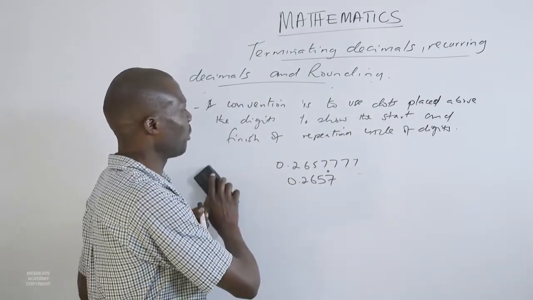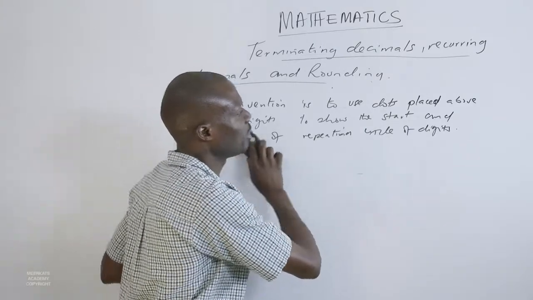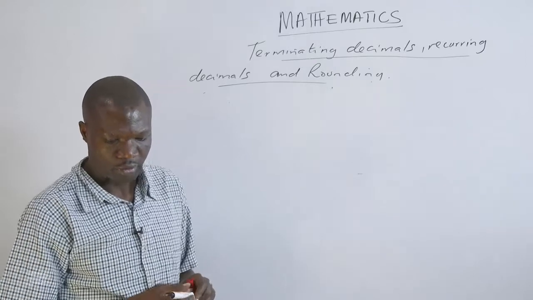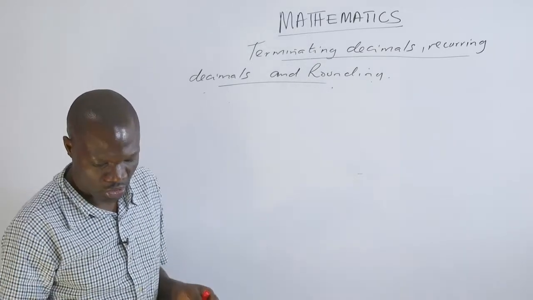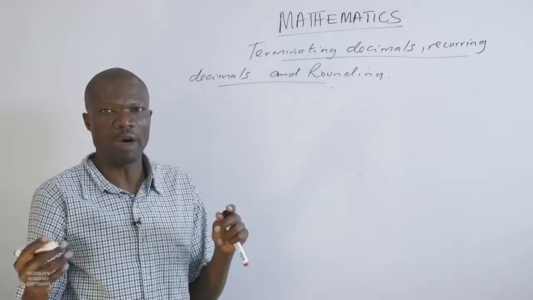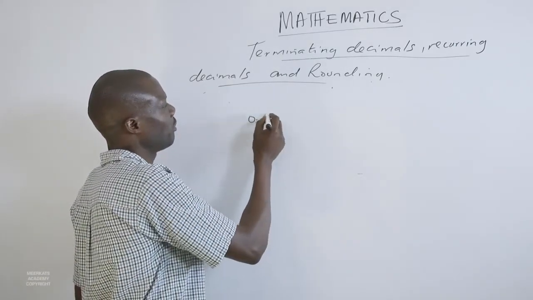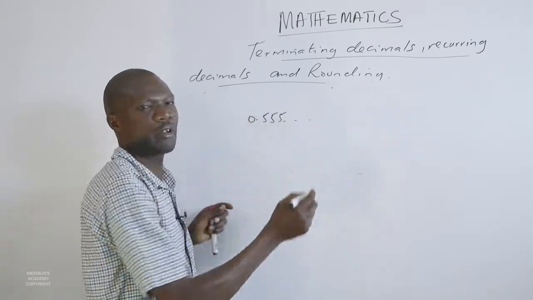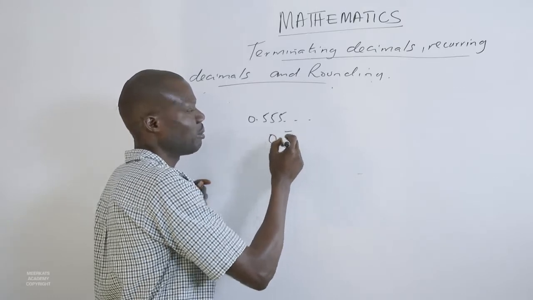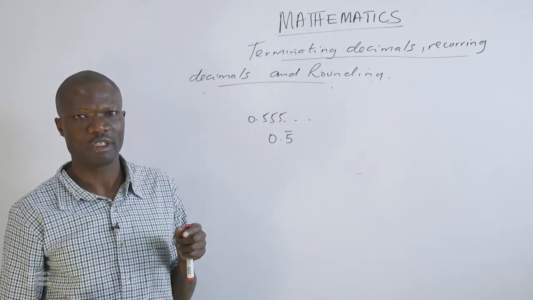We also have another way, if we don't want to use dots above them. Another convention is to use a bar. For example, if 0.555 is recurring, then we shall just say 0.5 and put a bar above the recurring digit.